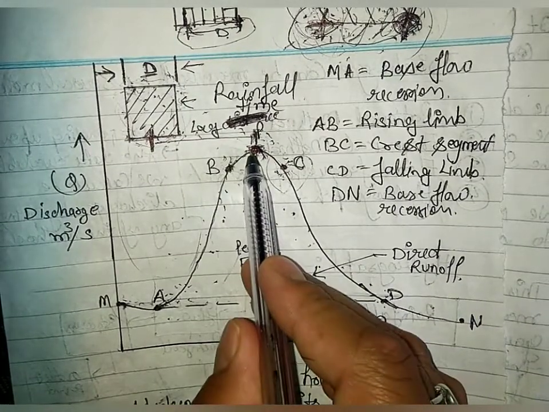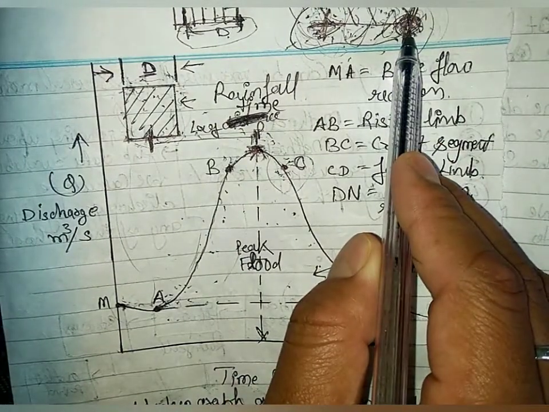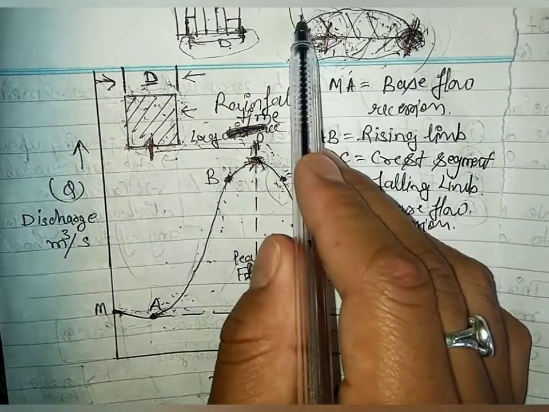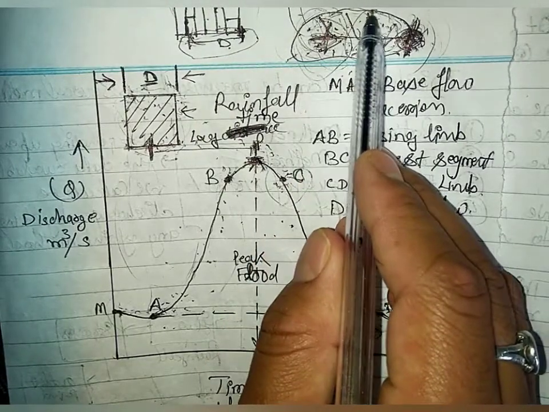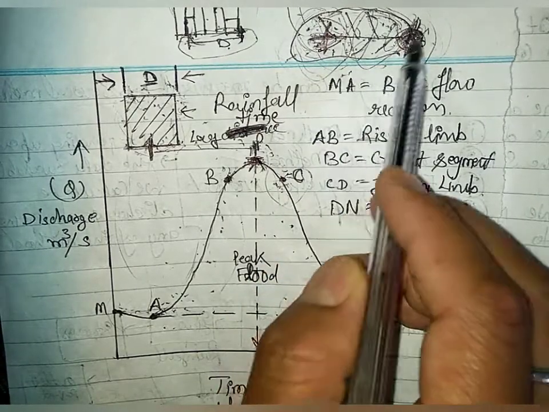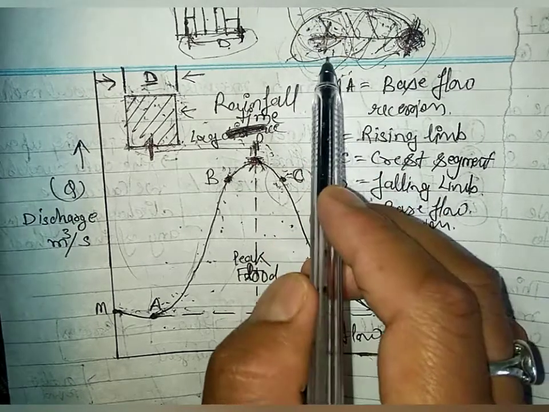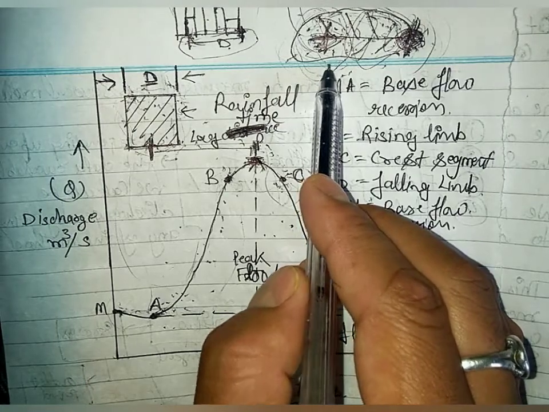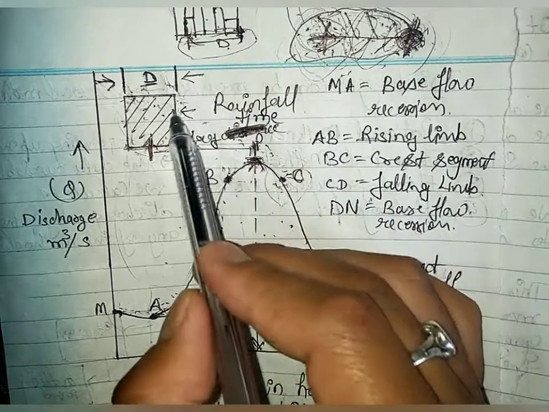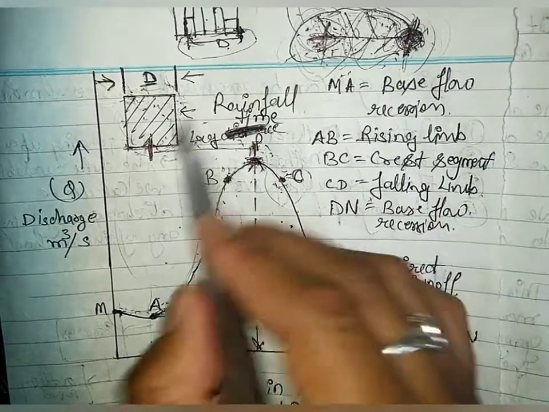This is because the hydrograph we are plotting is plotted at the outlet point of the catchment, and the storm might be occurring at this point, or somewhere here. We don't know the exact location of the storm. So there might be a certain distance, a certain time lag between the precipitation point and the outlet point. This is called lag time.